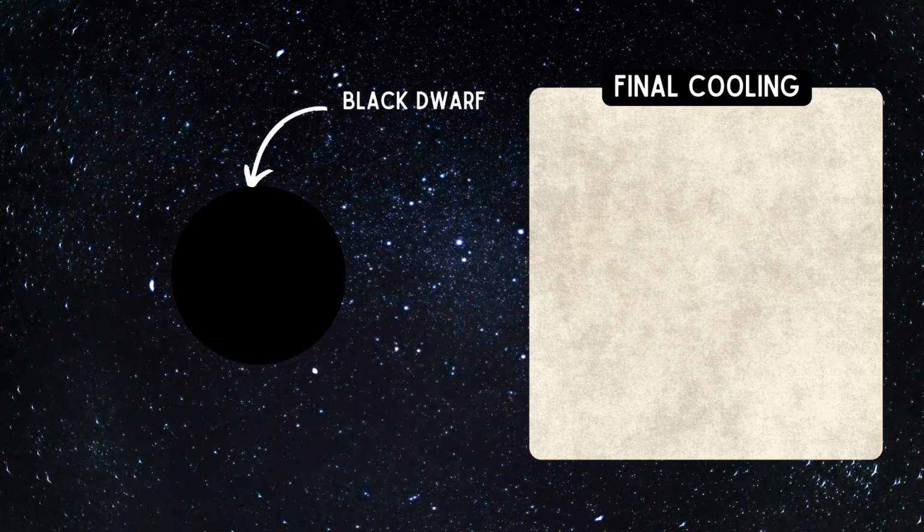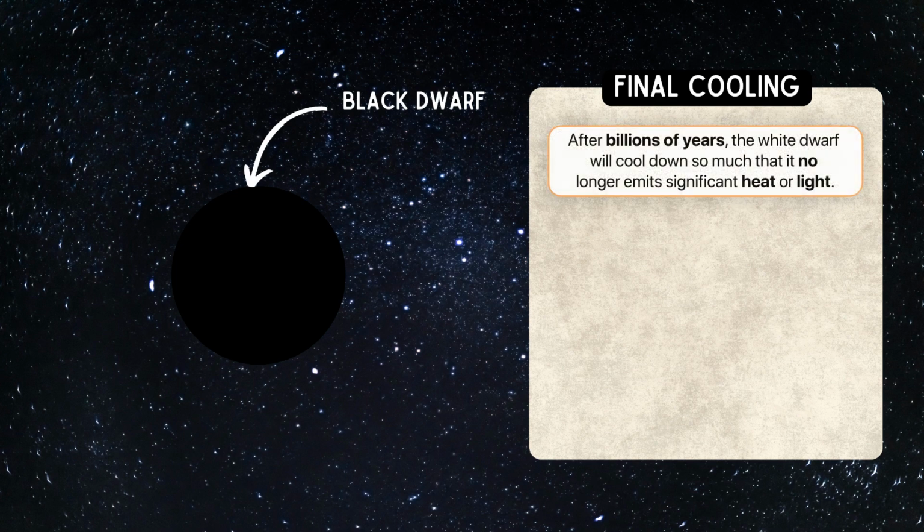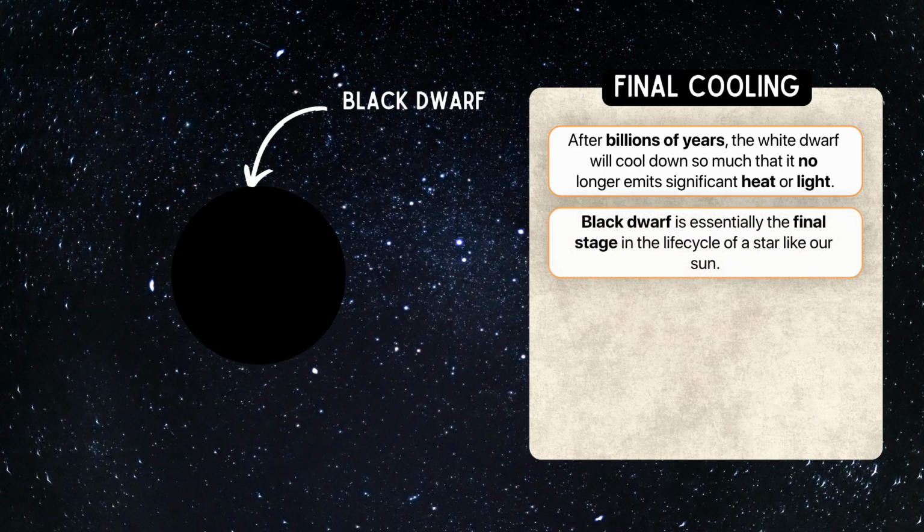Finally, the star has its final cooling. After billions of years, the white dwarf will cool down so much that it no longer emits significant heat or light. It becomes a black dwarf. A black dwarf is essentially the final stage in the life cycle of a star like our Sun. This is the ultimate fate of a Sun-sized star like ours.